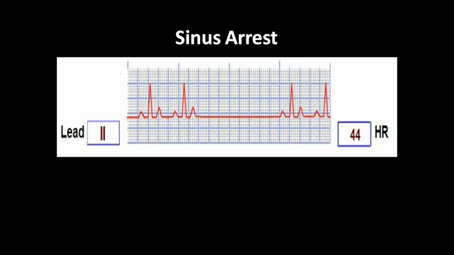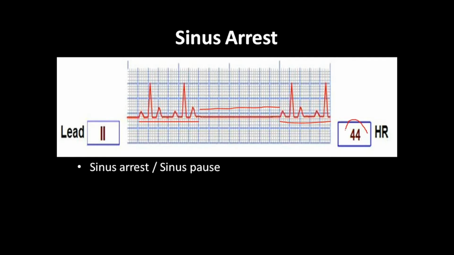Next, we can see a sinus arrest. Again, as the name suggests, a sinus rhythm will be seen. There will be a P wave, QRS complex, and a T wave, repeating. Then there is an arrest. There is no P wave, QRS complex, or T wave, and it reappears after some time. So in lead 2, we can see a sinus arrest or a sinus pause.